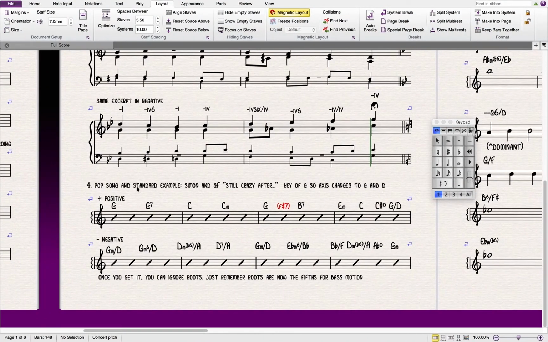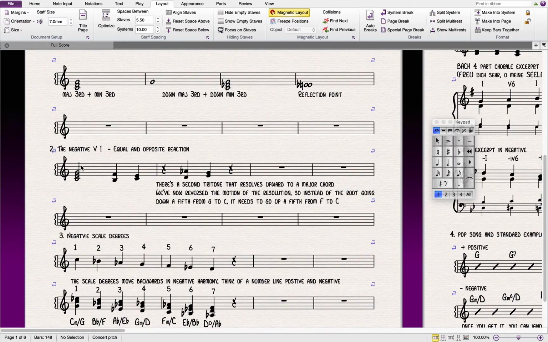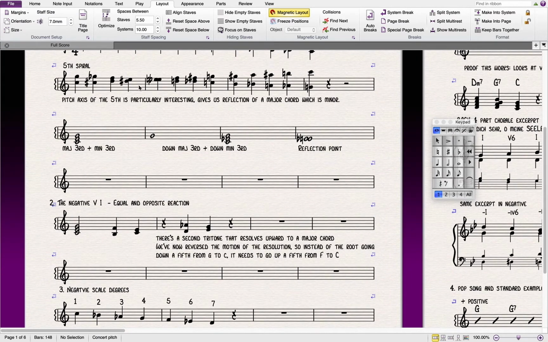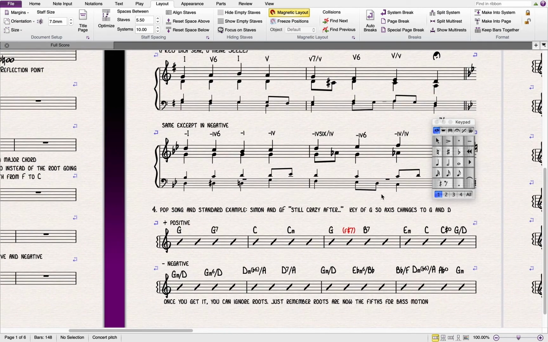So I'm taking a pop song. Now we're in the key of G major. So keep in mind the axis is now G and D. It's not C and G anymore. So we're changing keys, and that means we have a new axis. Whereas back here we were doing the spiral, or whatever you want to call it, axis over C and G, now we're doing it over G and D. So here in this key, G would become D, D would become G. It's the same thing, but just in a new key now.